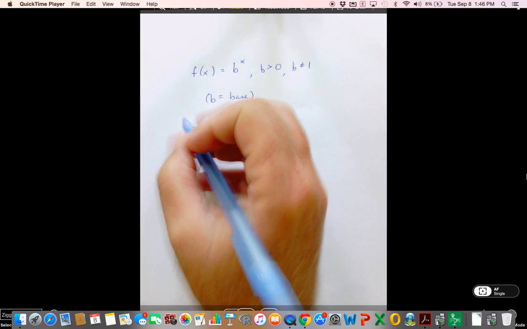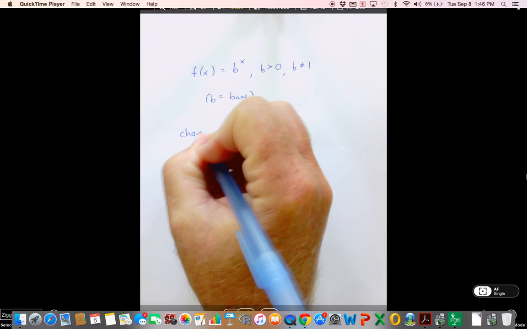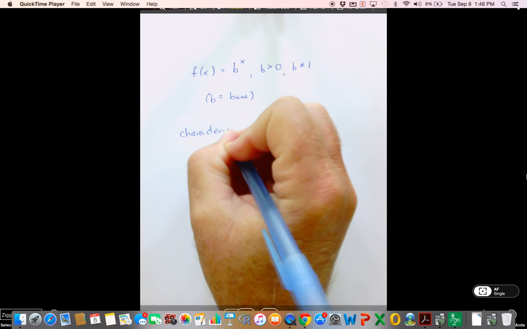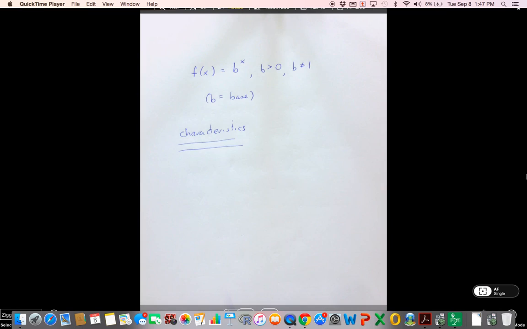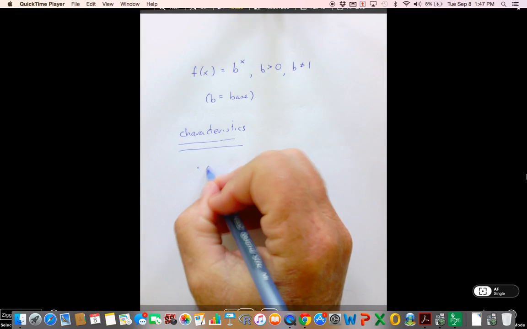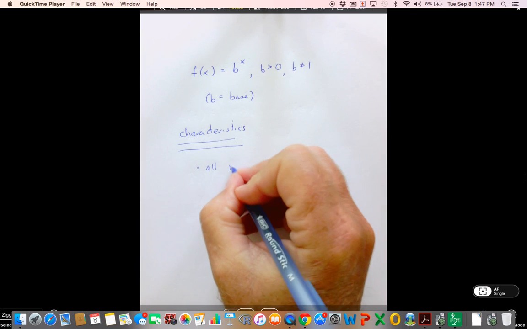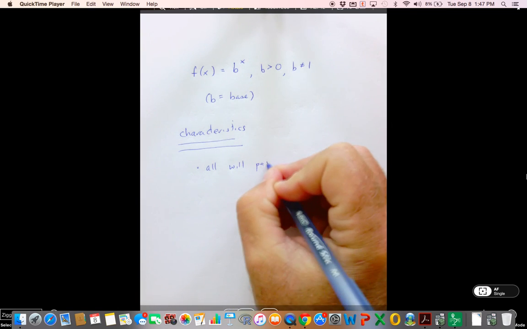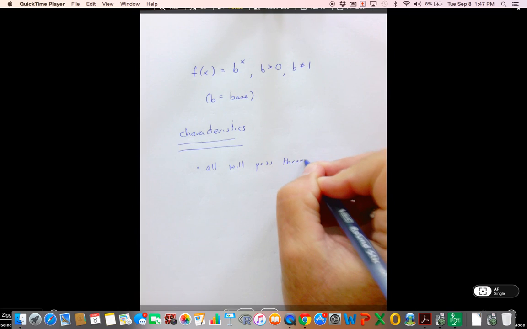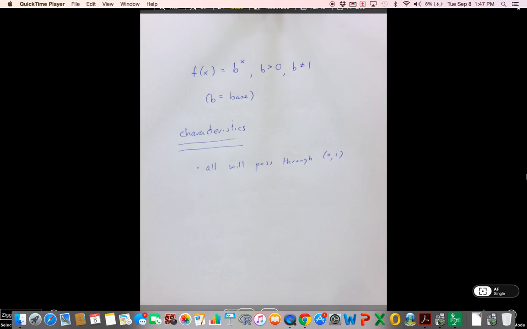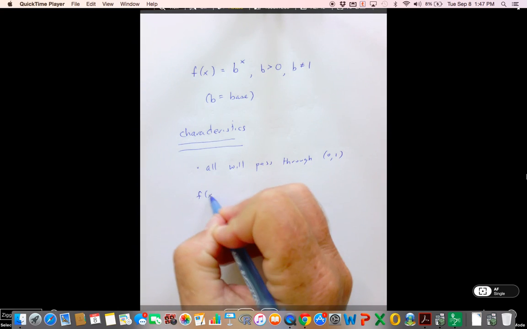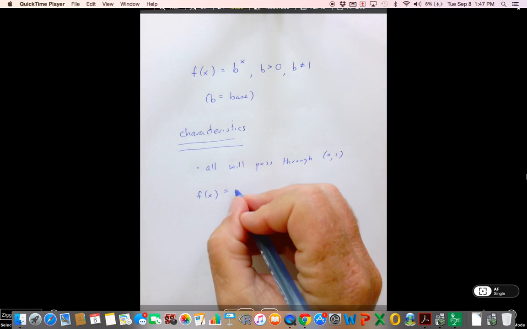Now, a couple of characteristics of this function. First thing, all will pass through the point 0, 1. Let's think about that. Choose any base. I'm going to choose 8.